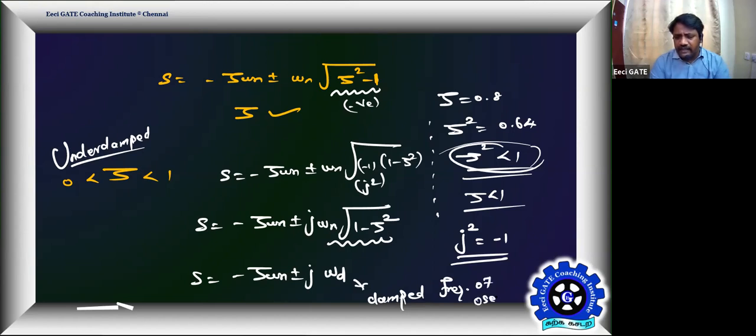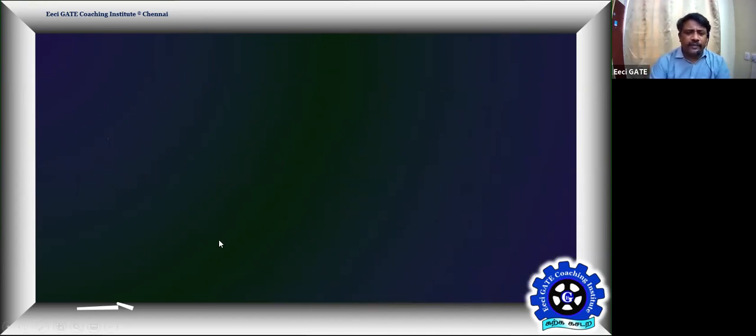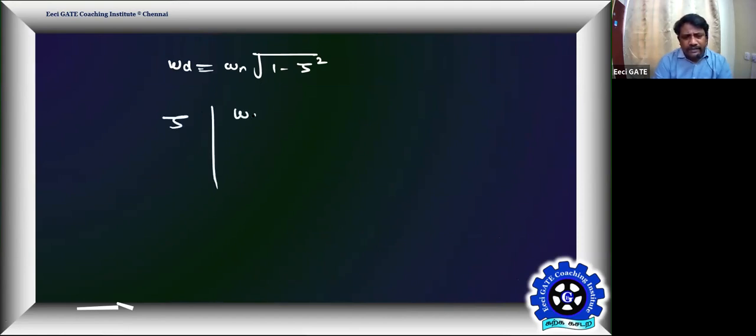Omega n, natural frequency of oscillation. This is damped frequency of oscillations. We'll see. So that's omega d. So the important conclusion here is omega d is equal to omega n into root of 1 minus zeta square. So zeta, and then you can play with omega d.